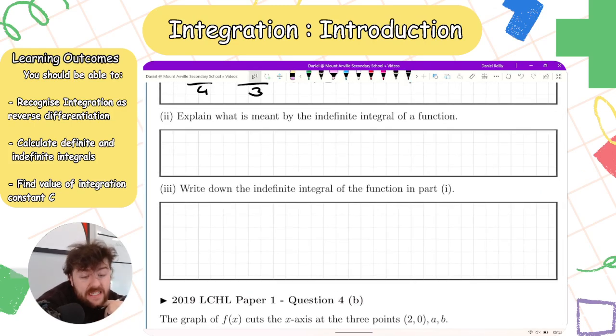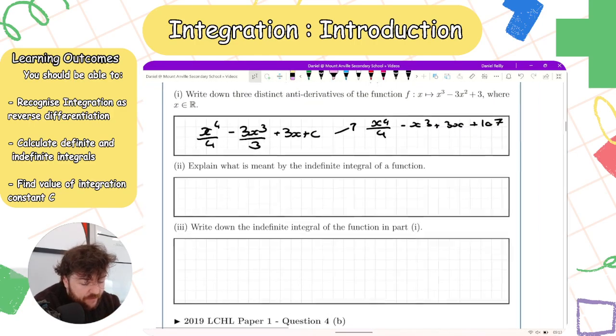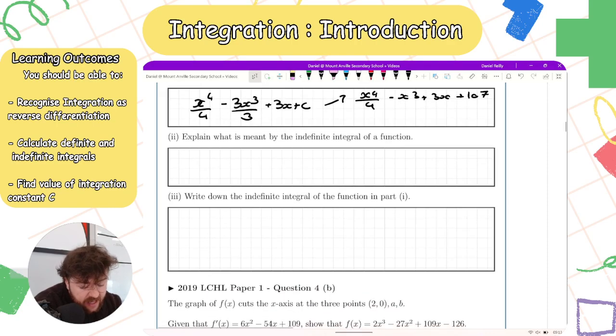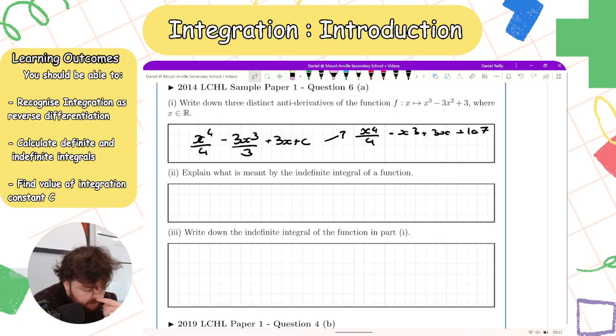Explain what is meant by the indefinite integral of a function. So it just means we have to add our integration constant of c. Then write down the indefinite integral of the function in part 1. Well, that is just going to be x to the power of 4 all over 4 minus x cubed plus 3x plus c. There it is there.